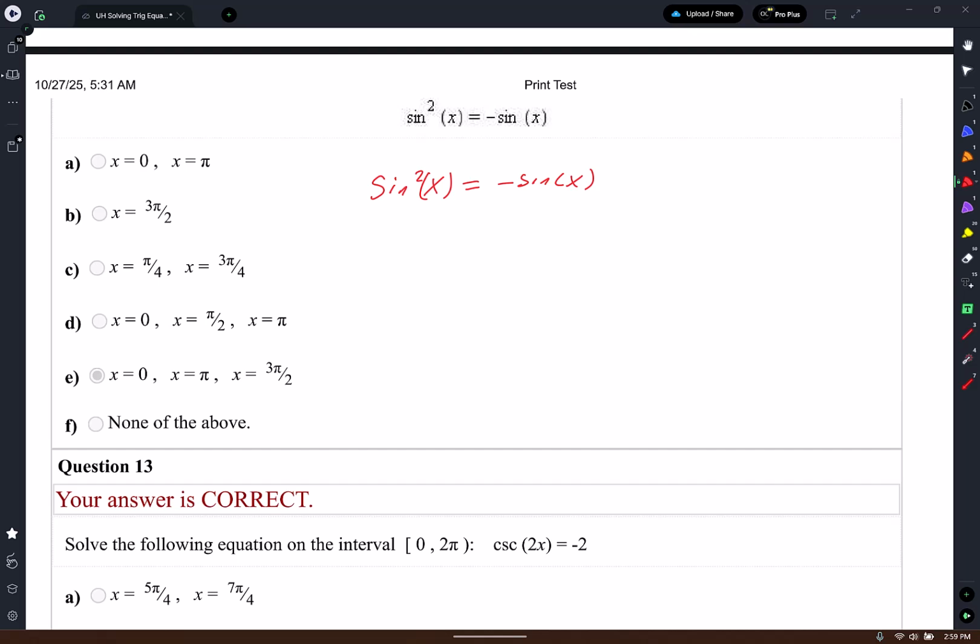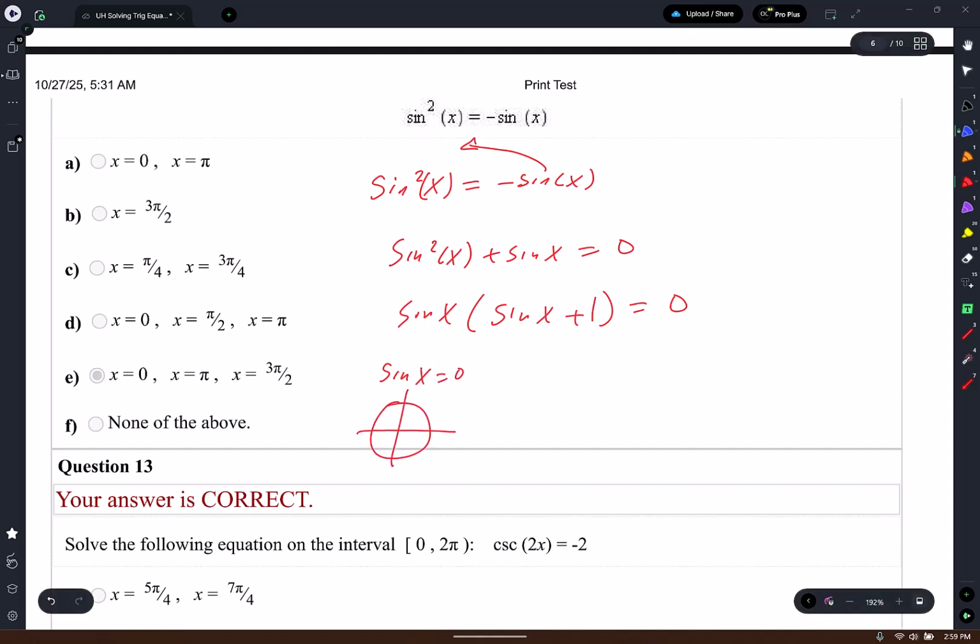All right, here we go. I'm doing the same thing as before. Do you guys even want me to do this one? Because this one's kind of the same. Okay. Move that to the left. Sine squared x plus sine x equals 0. What am I going to factor? A sine. Sine x times sine x plus 1 equals 0. And then I just find where sine x is 0. Well, in the unit circle, that happens at these 2 values.